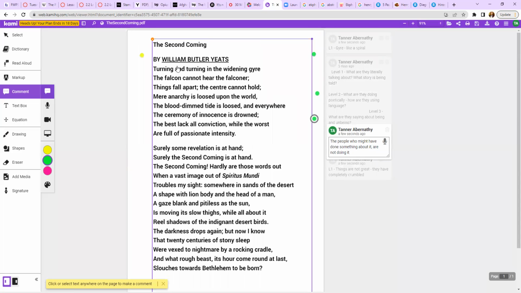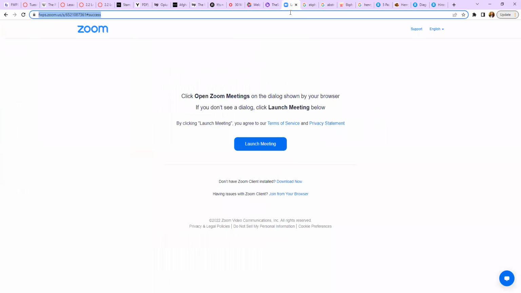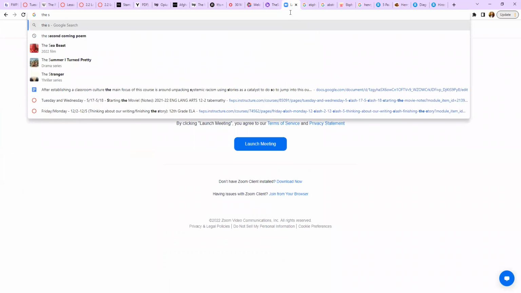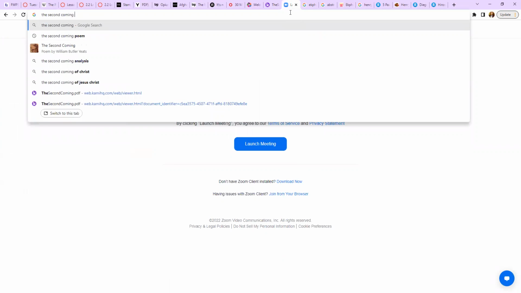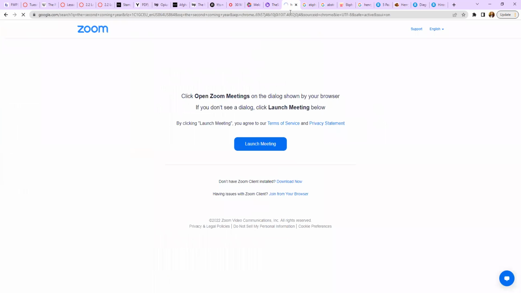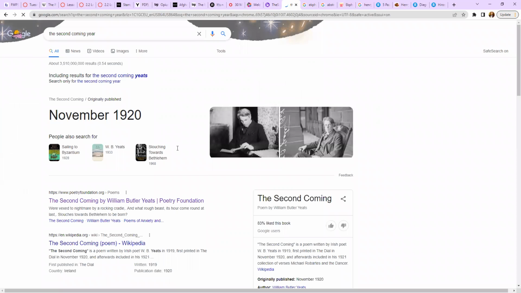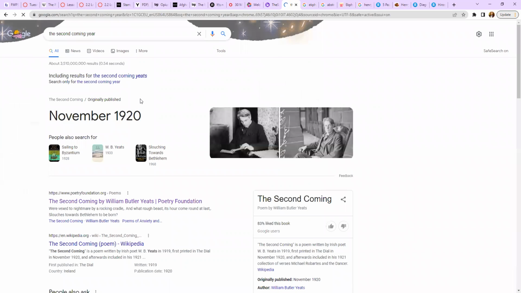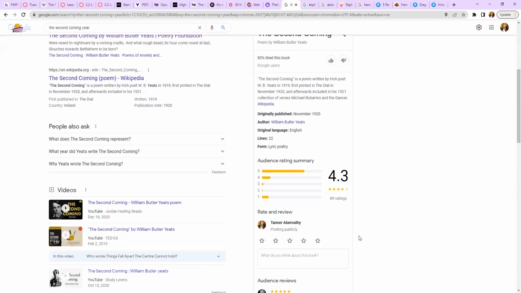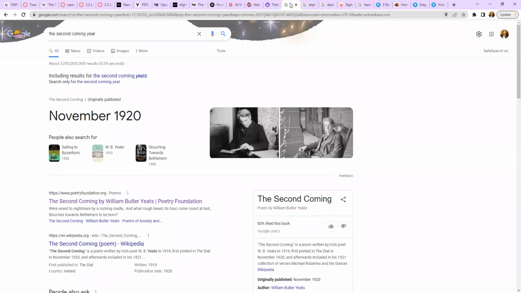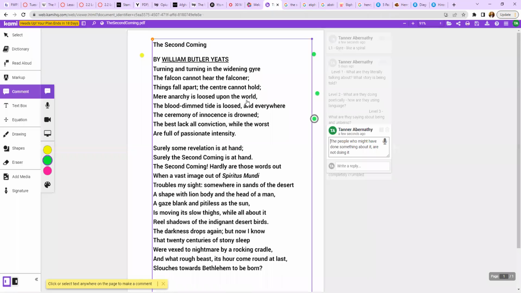This would be a time where we might look up the context of this poem. The Second Coming was written, I think, in response... let's look at the year. The Second Coming, year 1920. So this would be in response, and Yeats, I believe, was an Irish poet, responding to the First World War. So that makes a lot of sense.